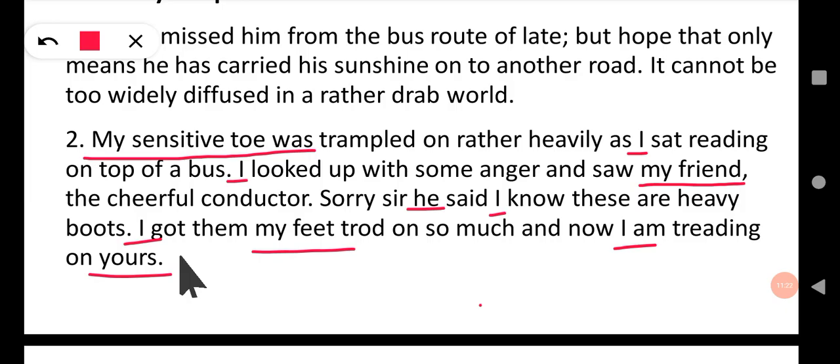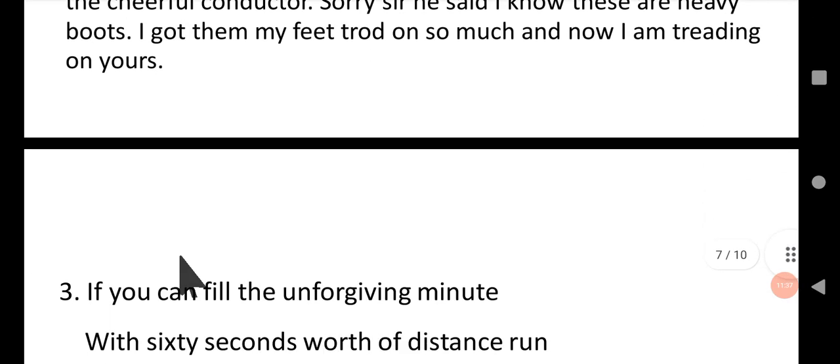Next, yours is given. Instead of saying your foot, he said yours. Yours is possessive adjective. Sorry, possessive pronoun. Okay, so we are replacing this yours with the possessive adjective. So this becomes possessive pronoun. Next one.